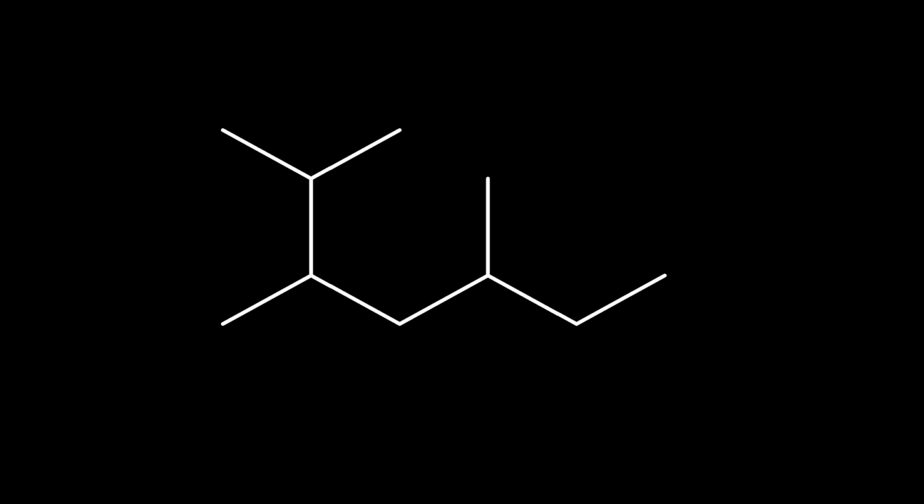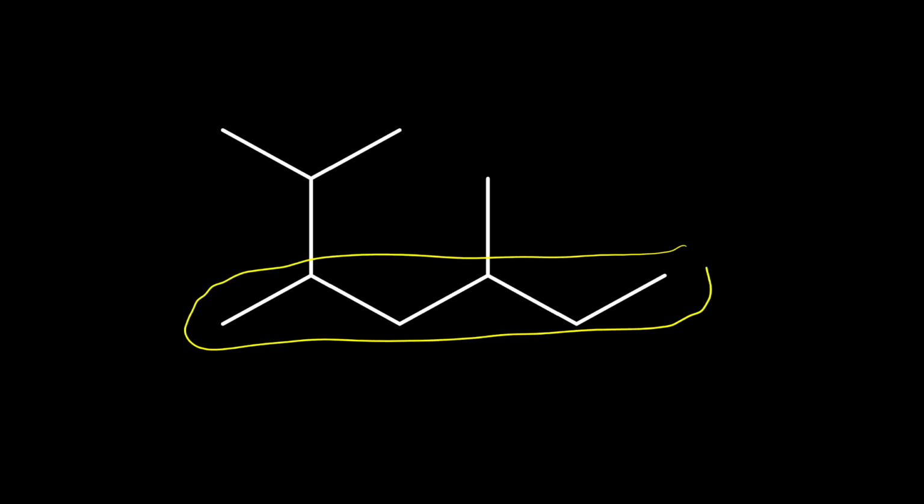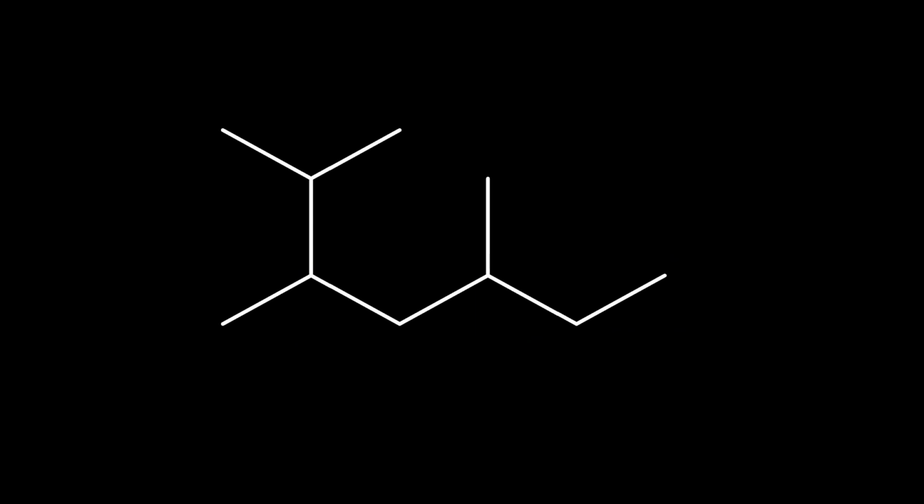Here is the next example, and at the beginning we may think this is our parent chain, but this is not true. This chain has 1, 2, 3, 4, 5, and 6 carbons. But we can find another chain with a greater number of carbons.